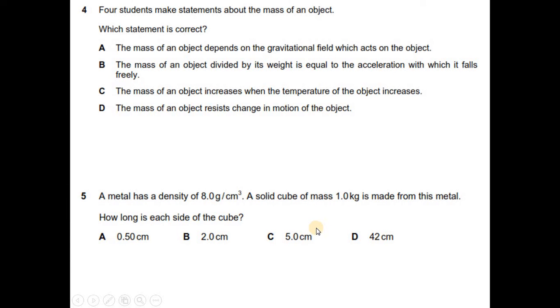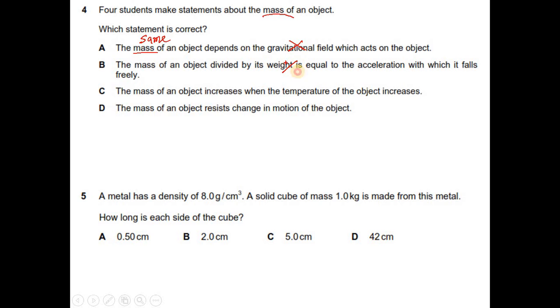Question number 4. Four students make statements about the mass of an object. Which statement is correct? It is all about statements about mass, remember. The mass of an object depends on gravitational field. No. The mass of an object stays the same, because mass is nothing but the quantity of matter in an object. So no matter where you take the object, the quantity of matter stays the same, so it does not depend on gravitational field.